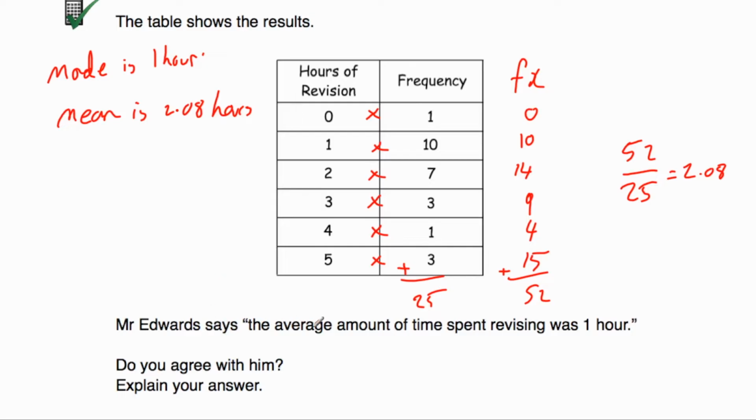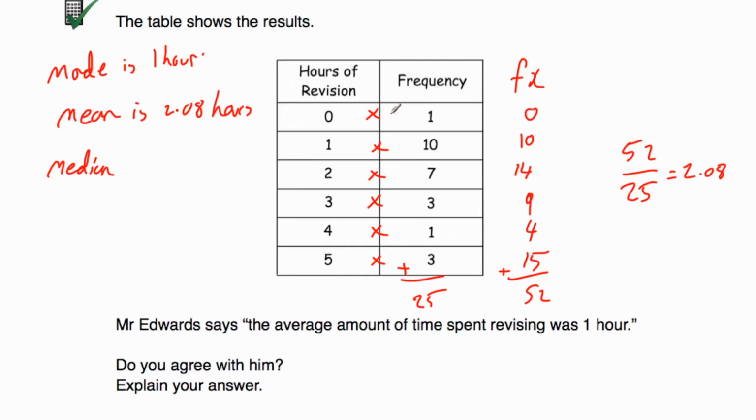Now, Mr. Edwards said the average amount of time spent revising was 1 hour. Our mean is actually more than double his claim, so I don't think his claim's right. I think his claim's much lower than how much time the class actually spent revising. Now, obviously, the mean can be affected by outliers. So let's find the median to see what the median amount of time spent revising was, just to make sure that we are confident that Mr. Edwards' claim is too low.